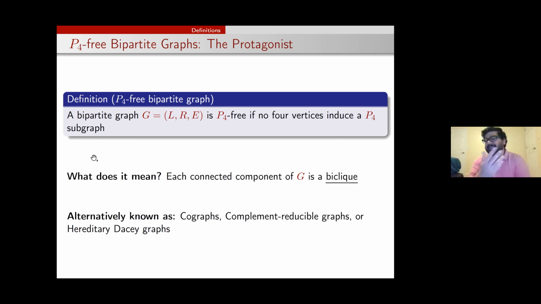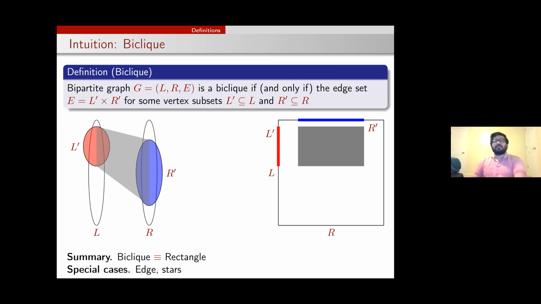Let us gain some intuition about this using some pictures. First, let me provide intuition about what a biclique is. We have 2 partite sets, L and R. There is a subset of L called L prime and a subset of R called R prime. A biclique is a bipartite graph that includes every edge between L prime and R prime.